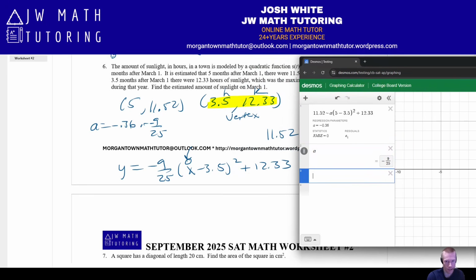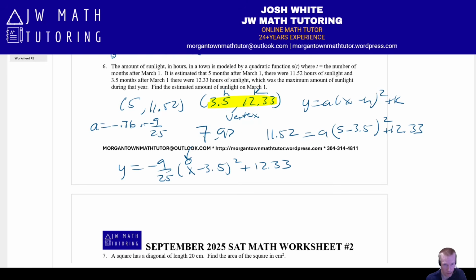So I'm going to go back to Desmos, and I'm just going to do a times (0 minus 3.5) squared plus 12.33. It comes out to 7.92. So the correct answer to this problem is 7.92 hours. Of course, you're only going to type the number in, not the unit in any way. But that is your answer.